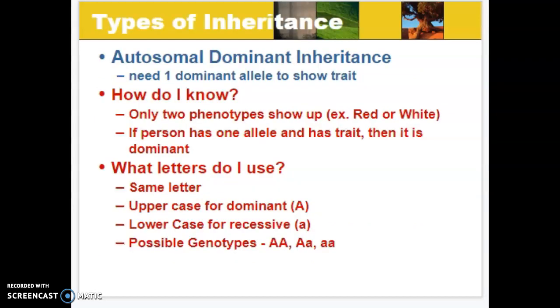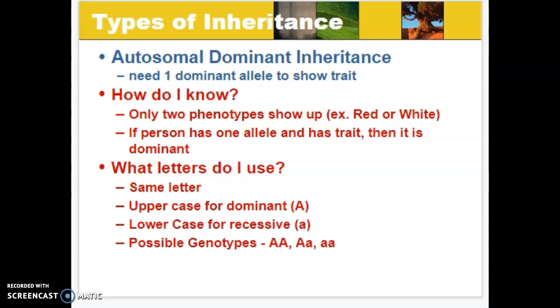All right, so in the test, you're going to have several of these different types of inheritance. So we'll just go over how you know if it's this inheritance or that inheritance. The first one we'll talk about is autosomal dominant. Autosomal means it's not on a sex chromosome. It can be on any other chromosome. And if you have this allele, you're going to see that trait. No question about it. Generally, you only have two phenotypes. So that's a good way to know if you have it. You either have this or that.